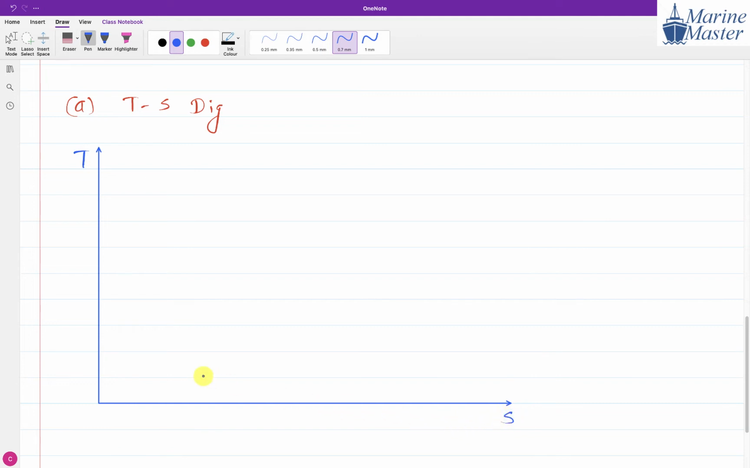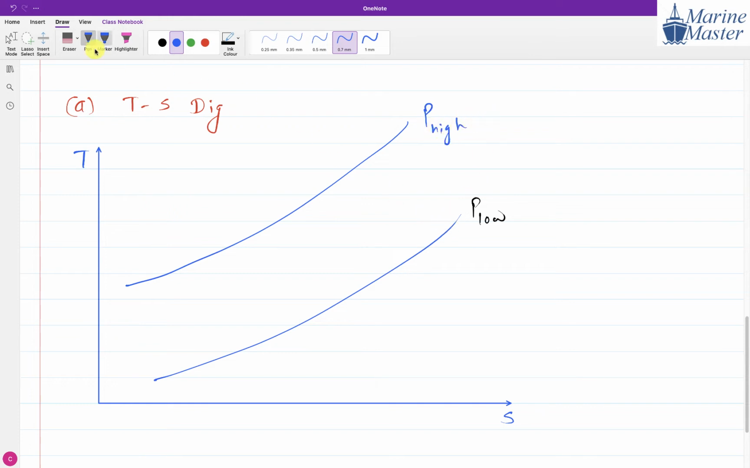Now the next thing is, always draw the two pressure lines here. This is a simple gas turbine plant, so we will have two pressure lines. The first pressure line is P low, the low pressure line. After that we will draw the high pressure line, P high. So first we have drawn the axes of T and S, then we have drawn two pressure lines, P low and P high.